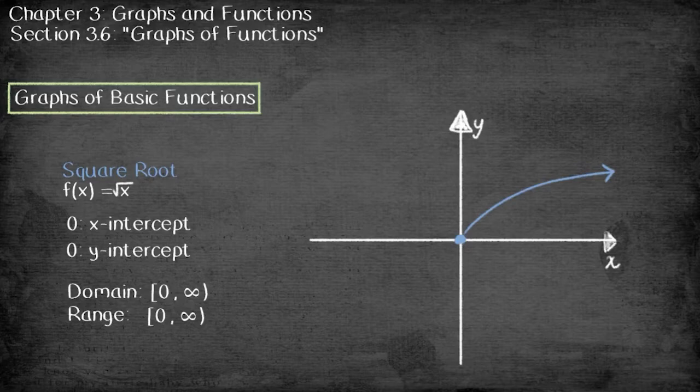Next I have the square root function. So even though its intercepts are 0 and 0, the domain and range are different. So why are the domain and range 0 to infinity and not negative infinity to infinity like some of the other ones? Let's look at the range first.